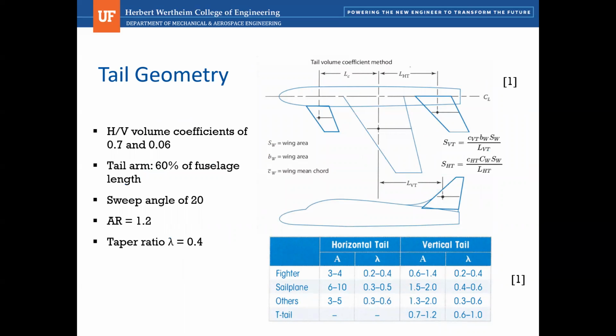With respect to geometric parameters, we first obtained horizontal and vertical volume coefficients of 0.7 and 0.06 respectively, which came from historical values for the jet trainer class. Additionally, the tail's moment arm, the distance between the quarter chord of the wing and its own quarter chord, is rated for the front mounted propeller configurations to comprise around 60% of the fuselage length. Again, from historical values in the textbook, we additionally obtained a taper ratio of 0.4 for both components, as well as aspect ratios of 3.5 and 1.2 for the horizontal and vertical tails respectively.